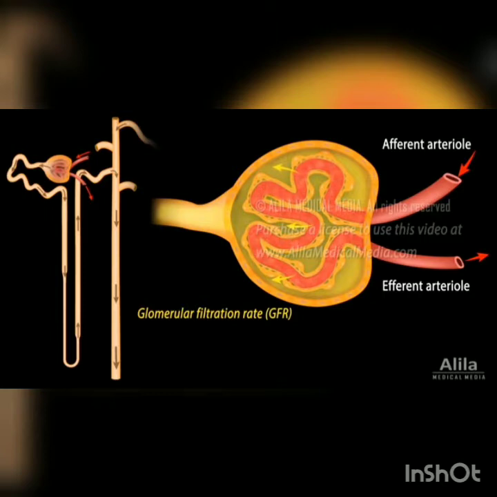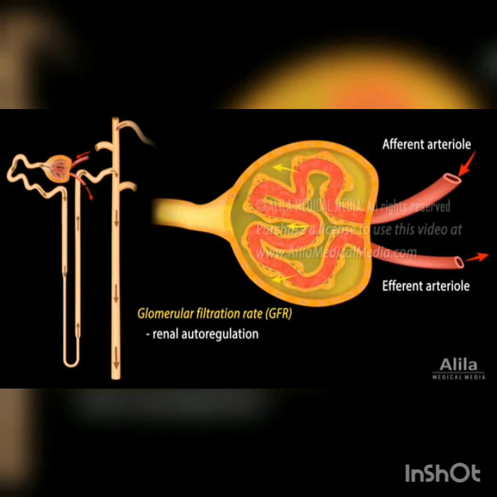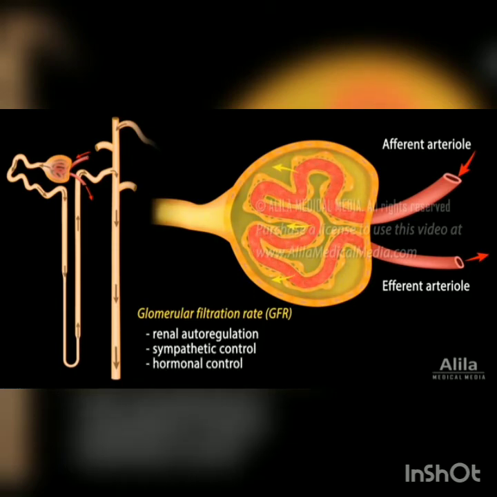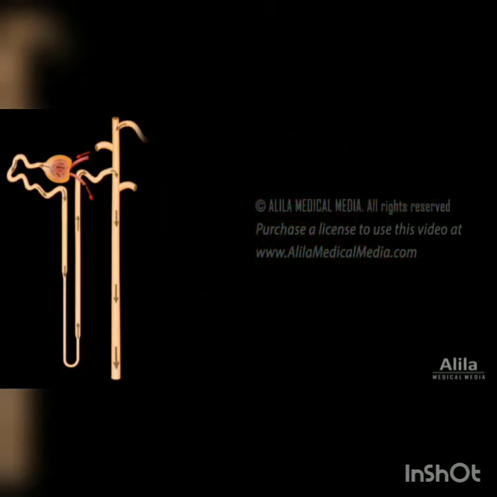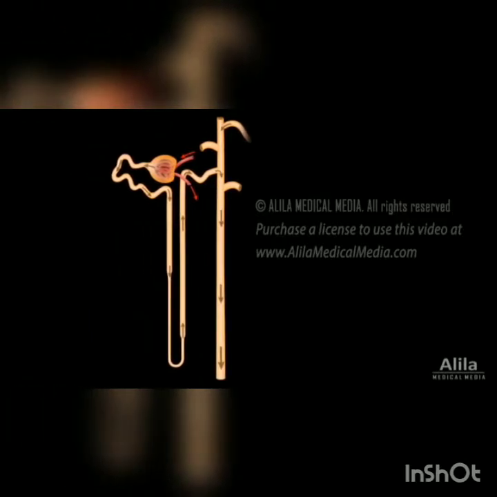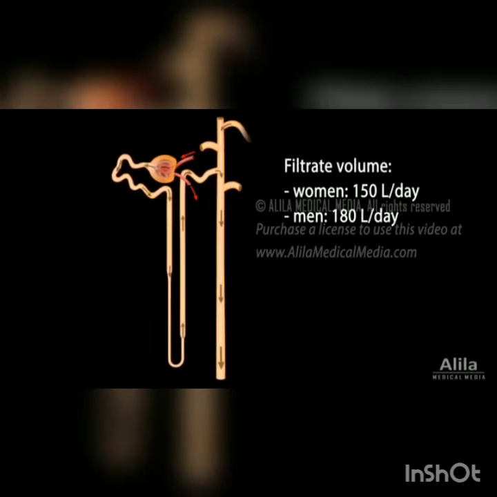GFR is kept at a stable value by several feedback mechanisms within the kidneys, known as renal autoregulation. GFR is also under sympathetic and hormonal control. GFR regulation is generally achieved by constriction or dilation of the afferent arteriole, which causes the glomerular blood pressure to fall or rise, respectively. In a healthy person, the total filtrate volume amounts to between 150 and 180 liters a day. However, only about 1% of this is excreted as urine.